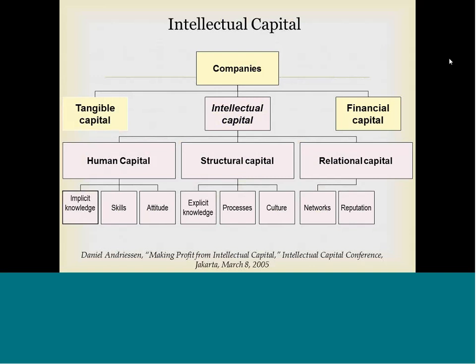So Andreessen defines three broad categories of intellectual capital, such as human capital, structural capital, and relational capital. And you'll notice that he breaks down those three categories into 8 additional categories. This is the kind of capital that we're interested in when we focus on a knowledge audit, because this is essentially the landscape for knowledge assets.